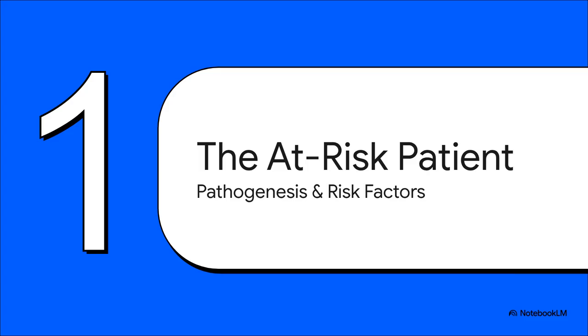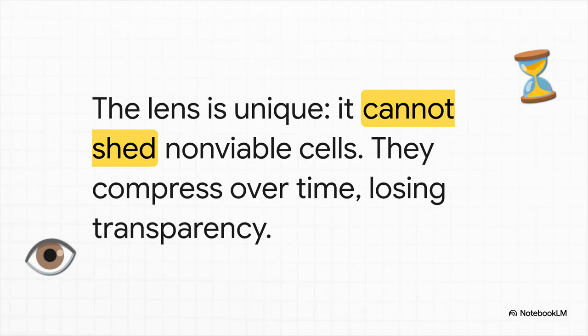Okay, so when you're in the clinic, who's that classic patient that's going to walk in with cataracts? And what's actually happening inside the eye? What are the big risk factors you need to be looking for in their history? So the whole process, the pathogenesis, it really starts with this kind of weird thing about the lens. It has this unique, you could almost say flawed design.